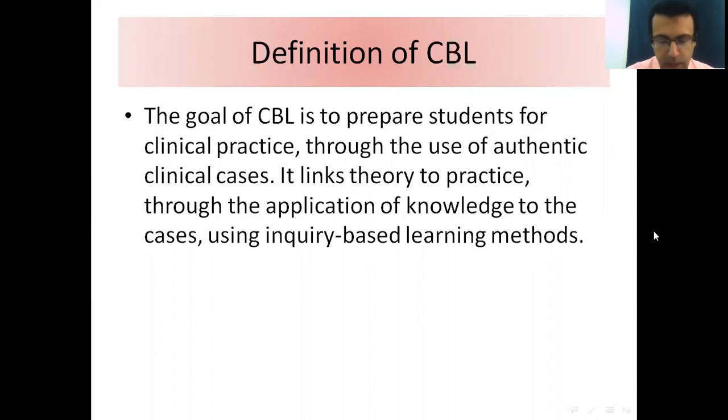To wrap up, case-based learning is the link between theory and practice. It aims to enable and empower students to apply their knowledge to deal with clinical scenarios, to be expert doctors in the future.